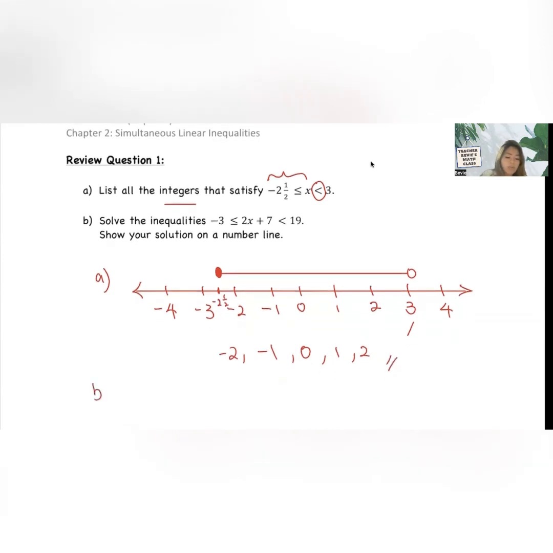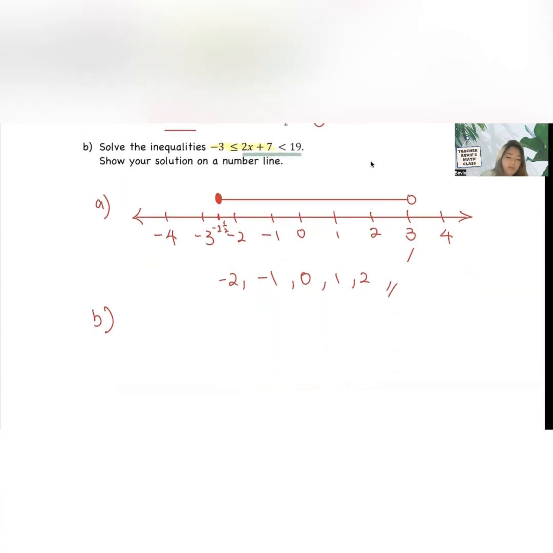Moving on to part B, solve the inequalities 2x plus 7 greater or equals to -3, but smaller than 19. For simultaneous linear inequalities, I will have to break it up into two different parts. One part will be this one, and the other one will be over here. Let's solve the first part first: -3 smaller or equals to 2x plus 7, and 2x plus 7 smaller than 19.